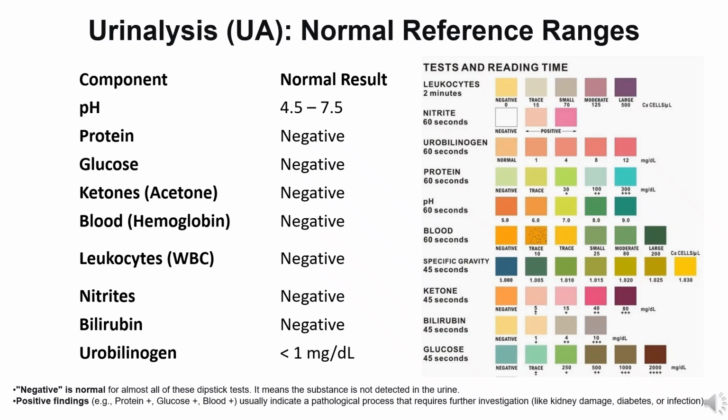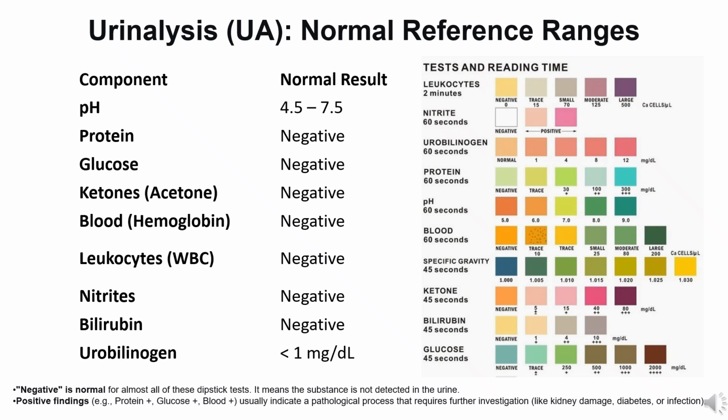Urinalysis, UA, normal results. pH 4.5 to 7.5. Protein, negative. Glucose, negative. Ketones, acetone, negative. Blood, hemoglobin, negative. Leukocytes, negative. Nitrites, negative. Bilirubin, negative. Urobilinogen, 1 milligram per deciliter.